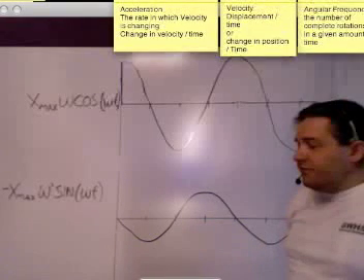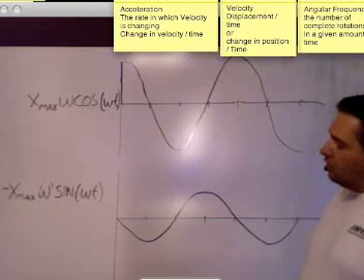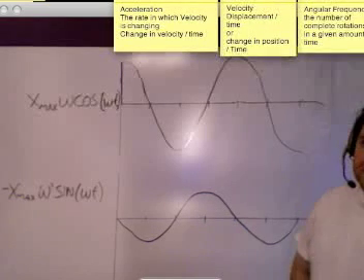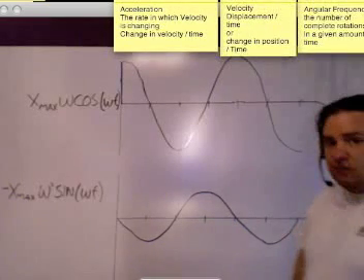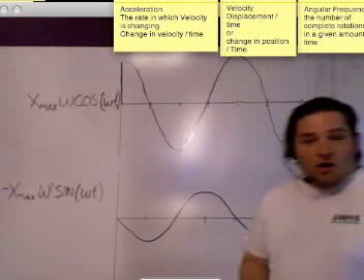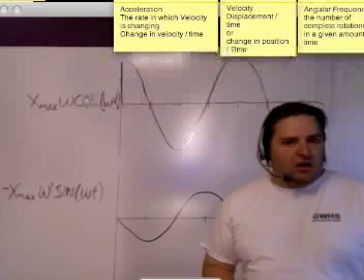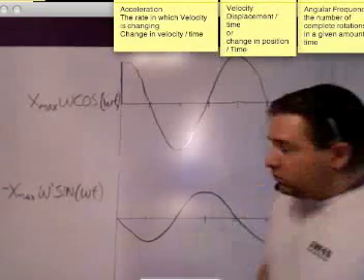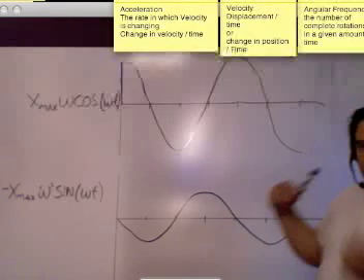Alright, so this is a graph of velocity with respect to time and acceleration with respect to time. Once again, I'm going to ask you to take a few minutes, look them over, and see what you notice that's different about the two. Okay, so what's different and what's similar?